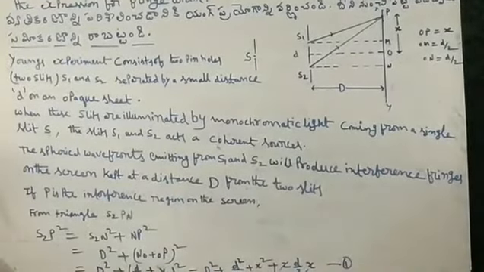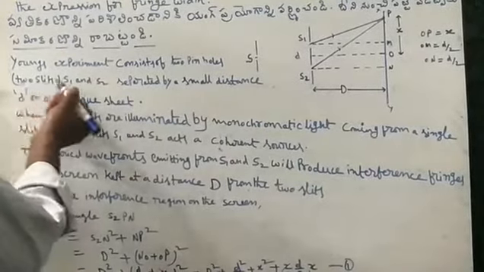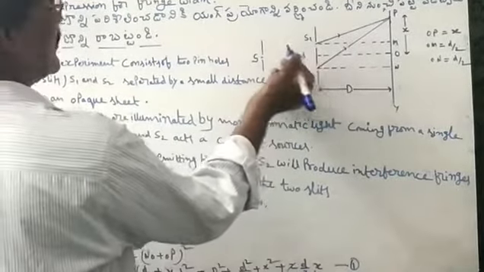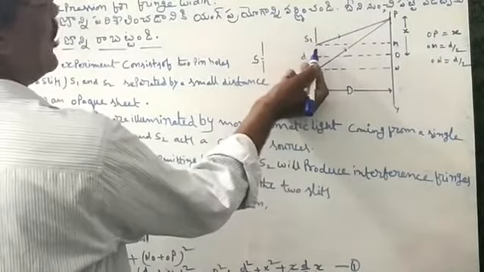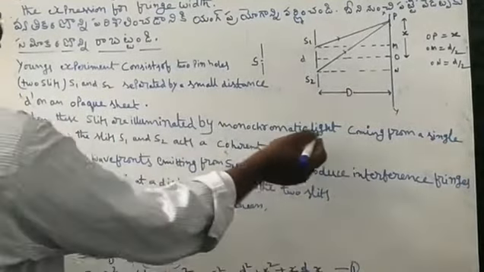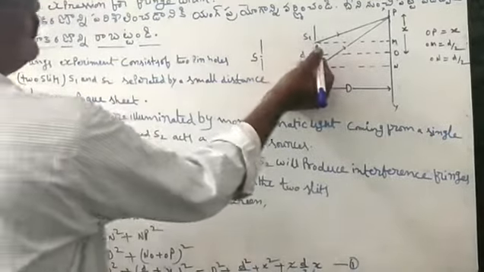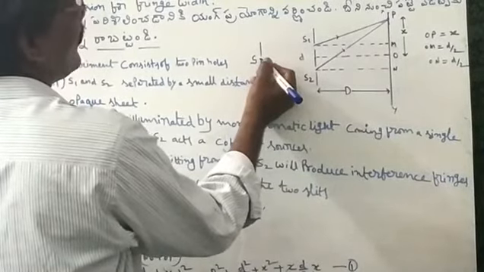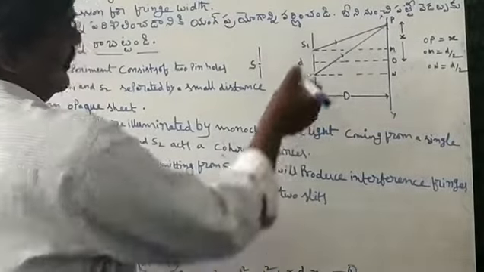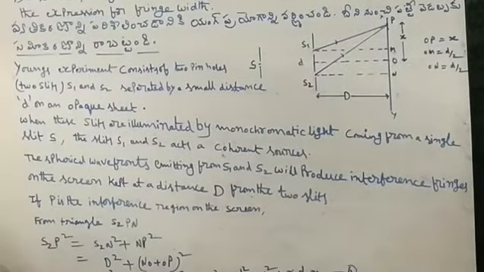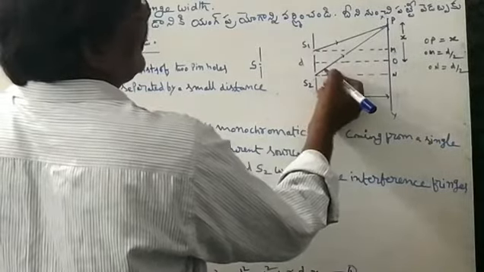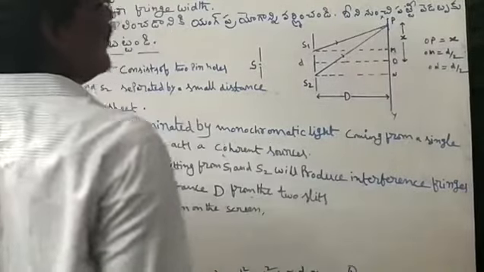Once again, Young's experiment consists of two pinholes or two slits S1 and S2 separated by a small effective space distance d on an effective sheet or plate. These two slits are illuminated by monochromatic light coming from a single slit S. These two slits act as coherent sources. P is the interference region on the screen. These two rays coming from S1 and S2 interfere at P. That's why an interference pattern is formed on the screen.